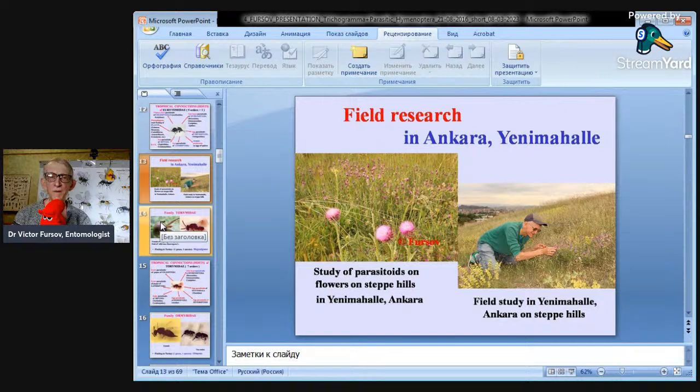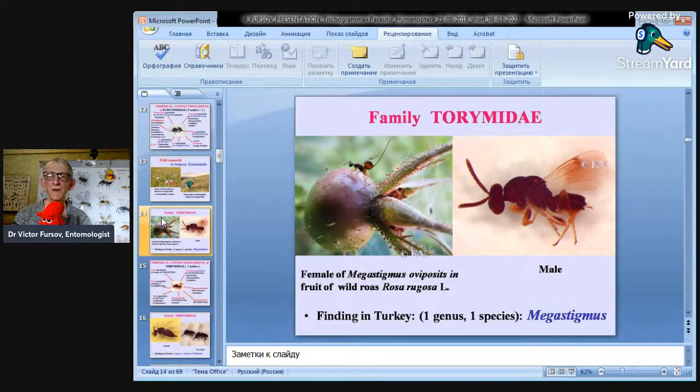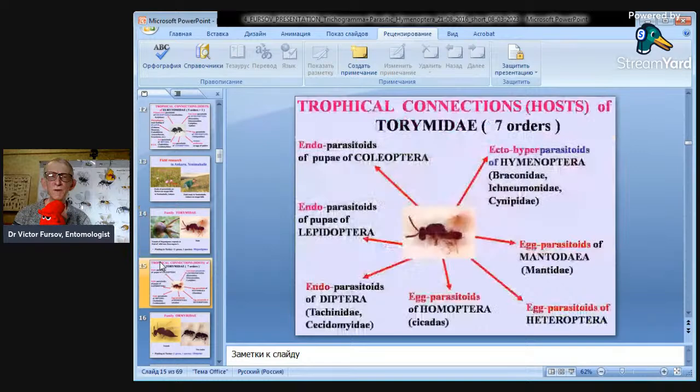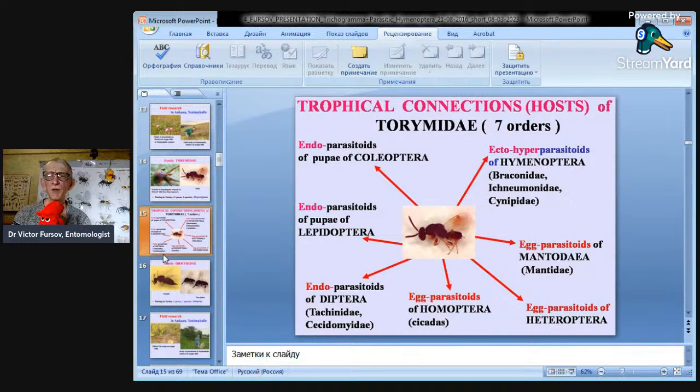Okay, the family Torymidae. Here there are some pictures of Torymidae, including a female of Megastigmus ovipositing in the fruits of wild rose, Rosa rugosa. We collected some material of the genus Megastigmus. The Torymidae family has connections with seven orders of insects. These are Hymenoptera, Mantodea, Heteroptera, Homoptera, Diptera, Lepidoptera, and Coleoptera.